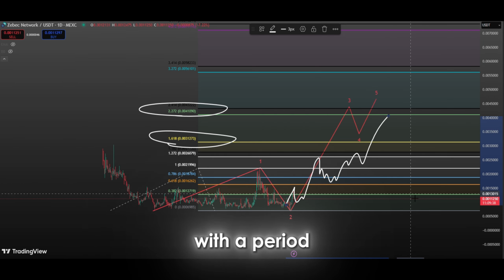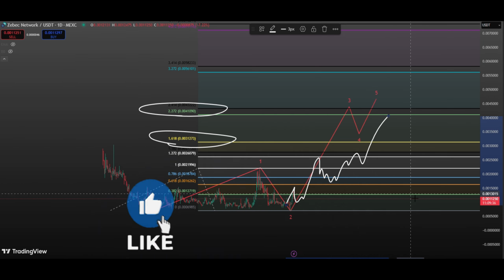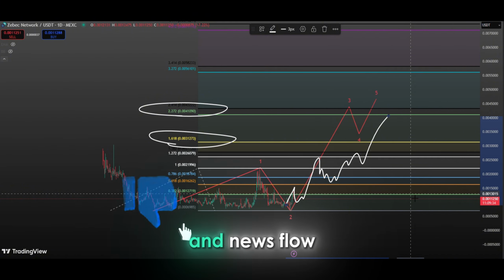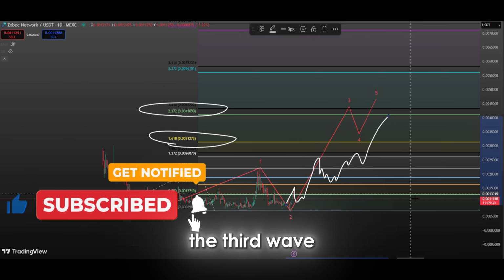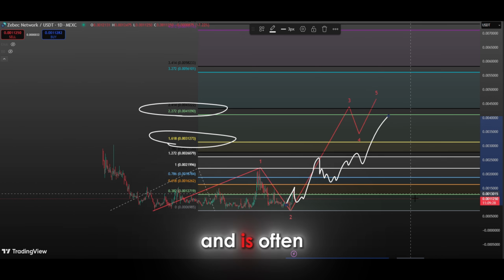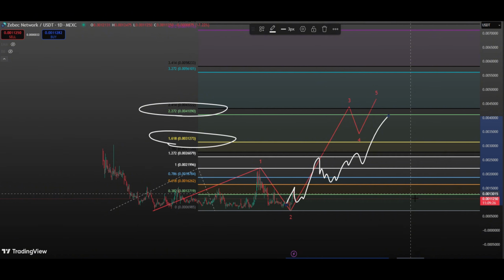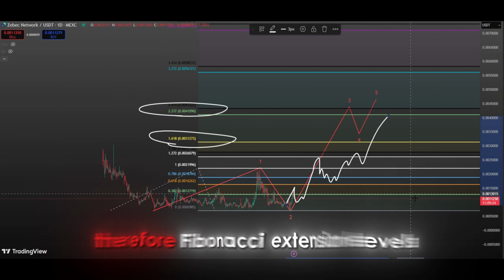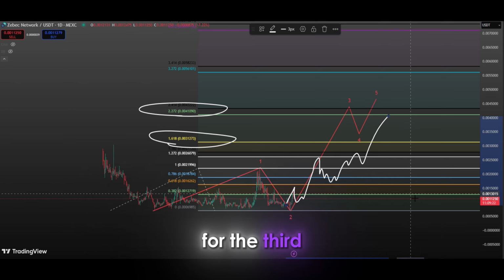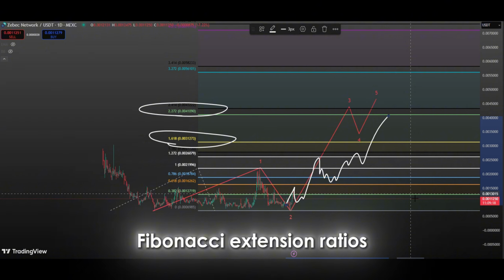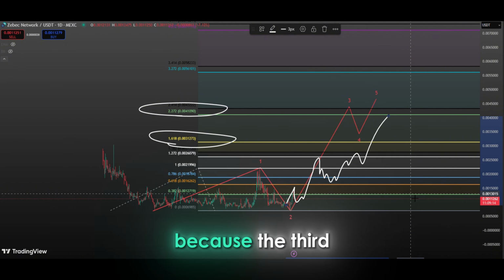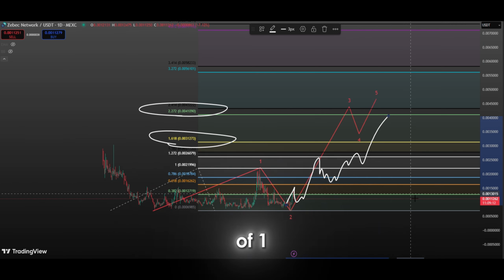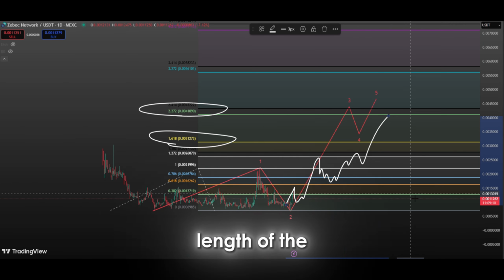This wave coincides with a period of peak investor confidence, when most market participants are bullish and news flow is generally positive. From a technical analysis perspective, the third wave is never the shortest wave and is often the longest and most bullish. Therefore, Fibonacci extension levels are used to identify potential targets for the third wave. The levels we focus on here are the Fibonacci extension ratios of 1.618 and 2.272, because the third wave tends to extend at a minimum of 1.618 times the length of the first wave.